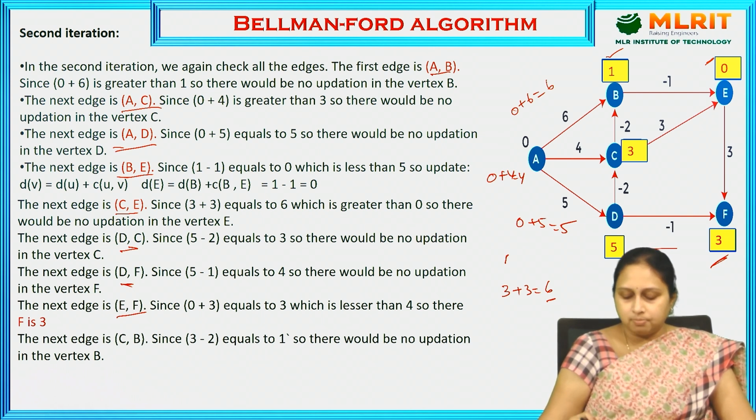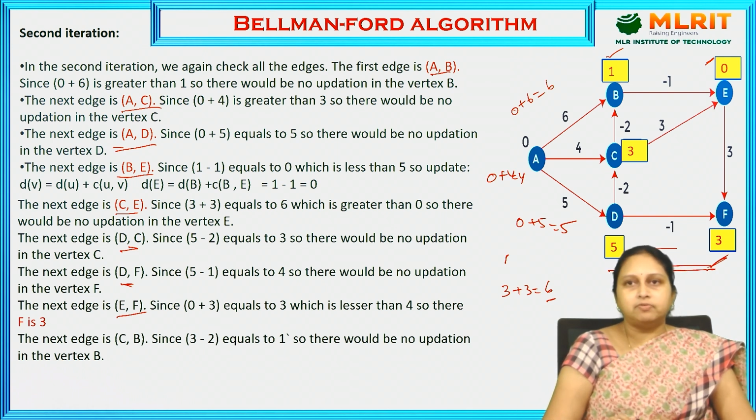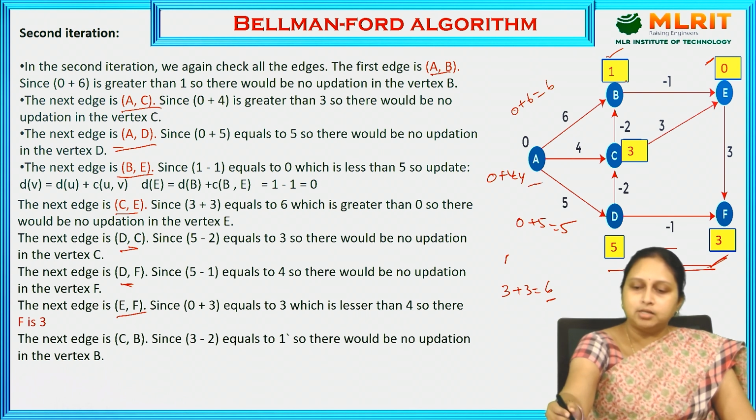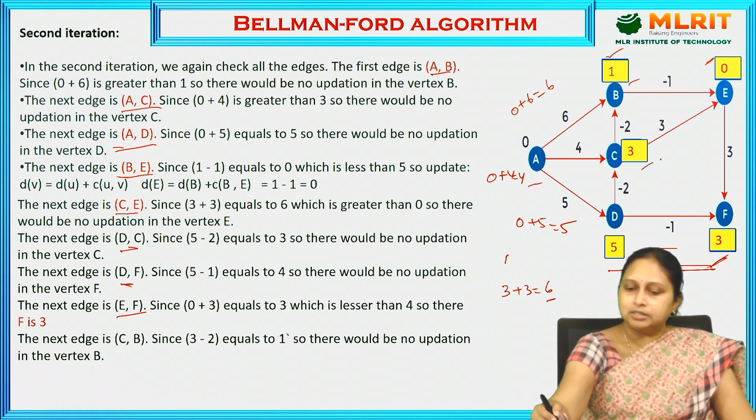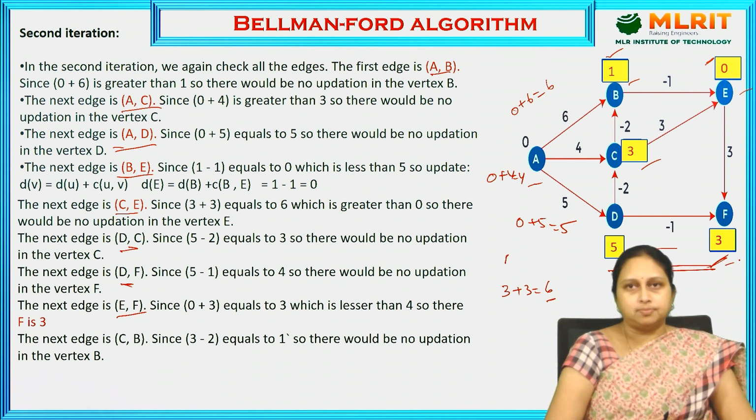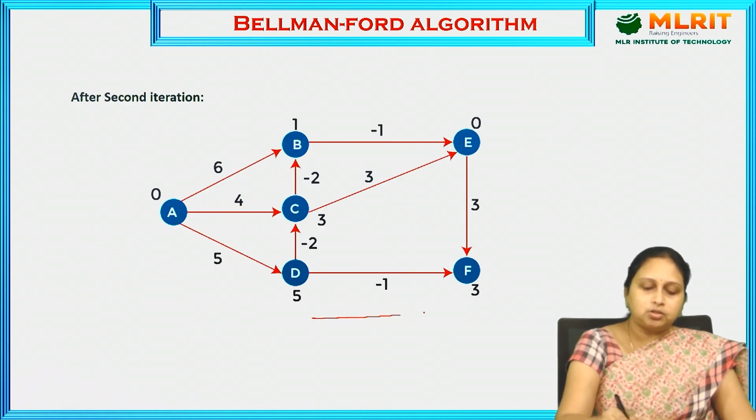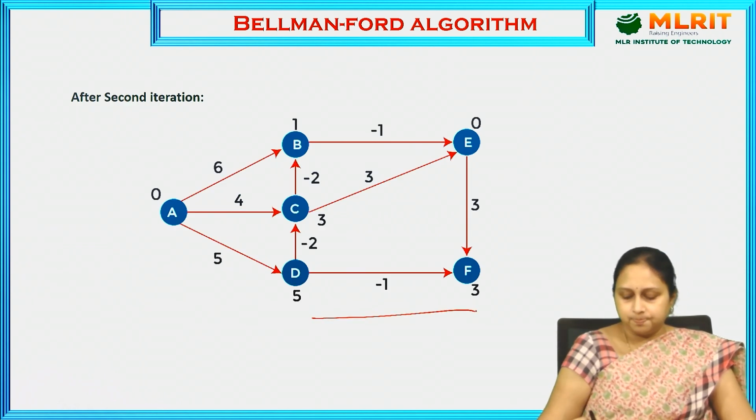There is no change. This is the finalized distance between the vertices. For A it is 0, for B it is 1, for C it is 3, for D it is 5, for E it is 0, and for F it is 3. Right? This way we have found the values for the second iteration. After the second iteration, these are the values we got.